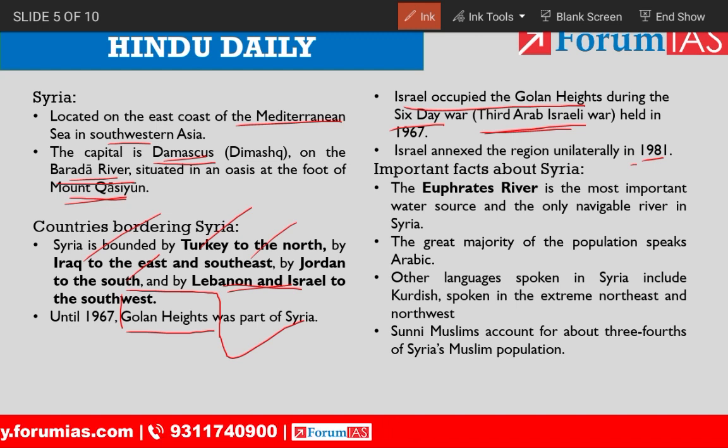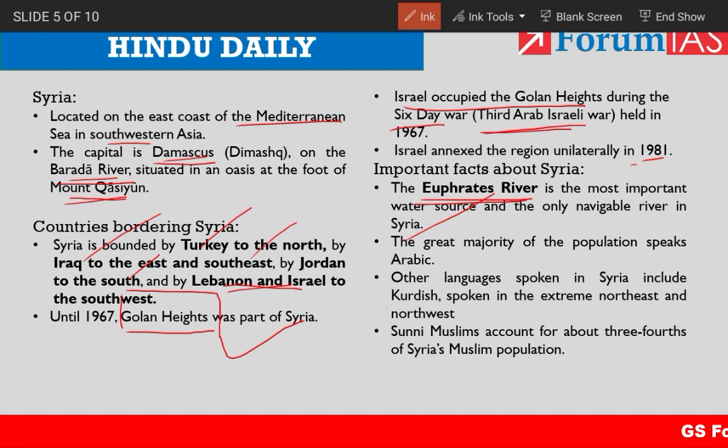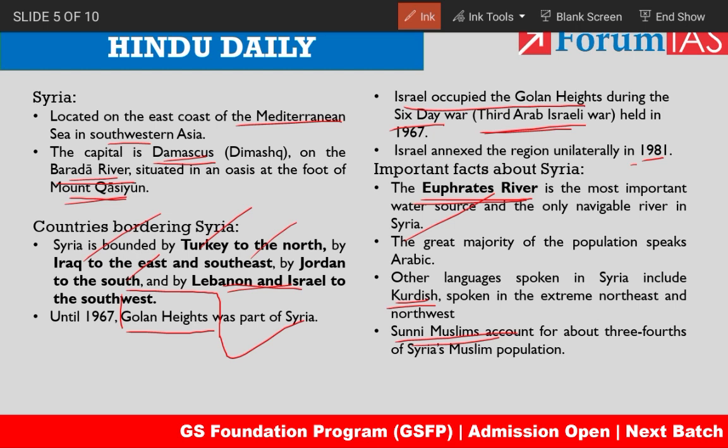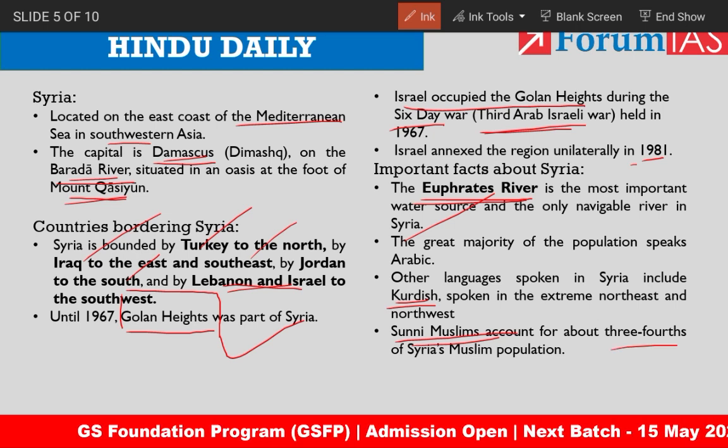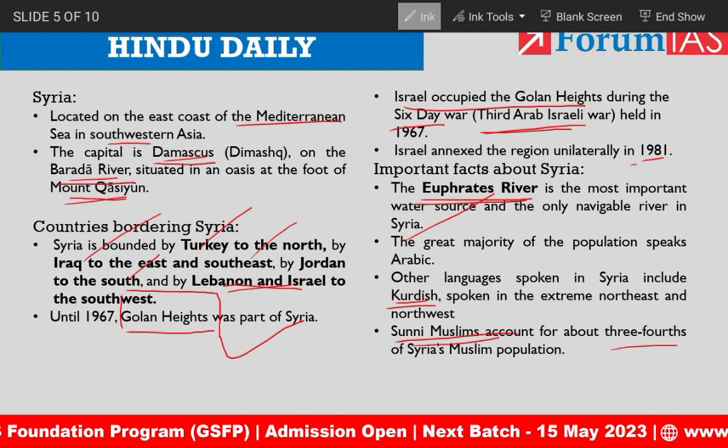So what are the important facts about Syria? The very famous Euphrates River is here and is the only navigable river in Syria. And people speak Arabic here. Another language is Kurdish. You know, there are Kurdish people there. They speak Kurdish. They are different from Arab people. And Sunni Muslims are the majority. 3/4 of the population is Sunni.